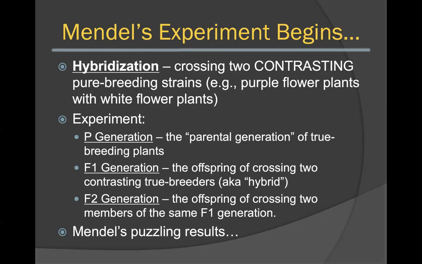In Mendel's experiment, he carried out a series of hybridization experiments where he would take two pure breeding strains with contrasting traits and cross them together, for instance, purple and white flowered plants.